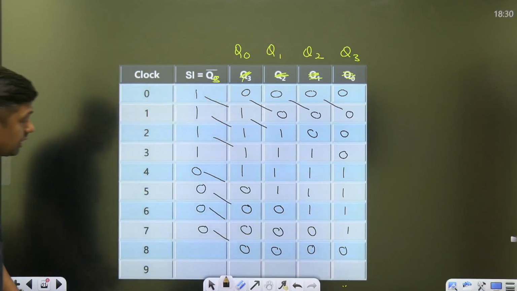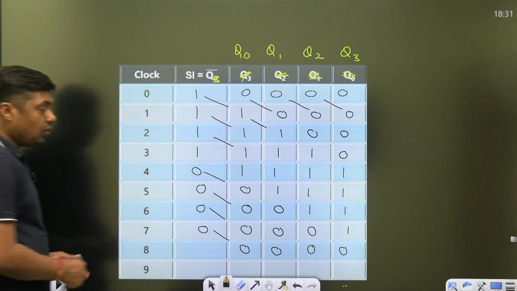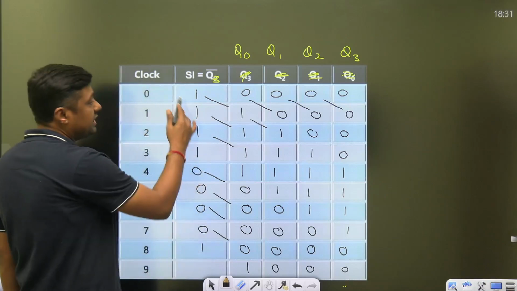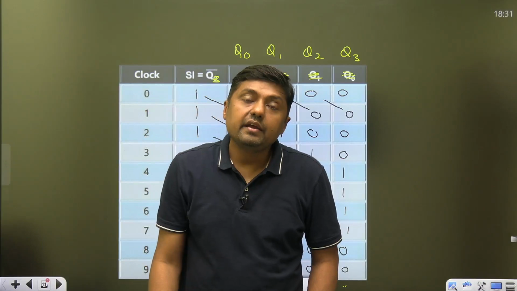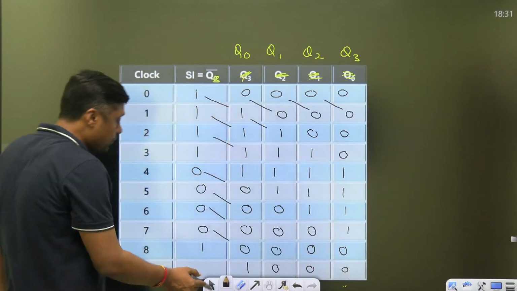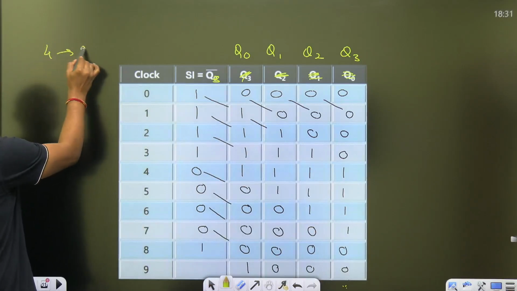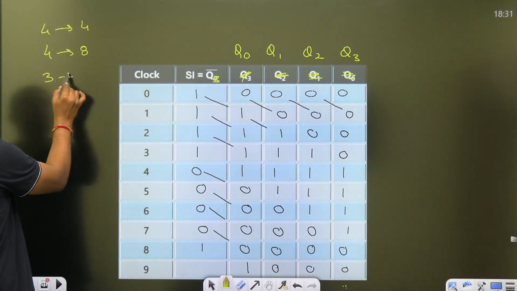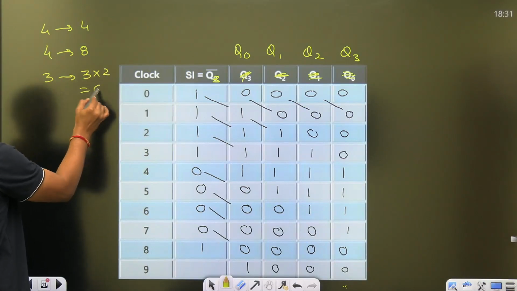Means after the 8th clock pulse, it will repeat. Again you will get 1, 0, 0, 0 here, and after that there is a repetition. Means we are having 8 different states for this one. So if we are using 4 flip-flops, how many states? 8. Whereas in the ring counter we are using 4, meaning we get 4. If you are using 3, then it will be 6 and so on, double.